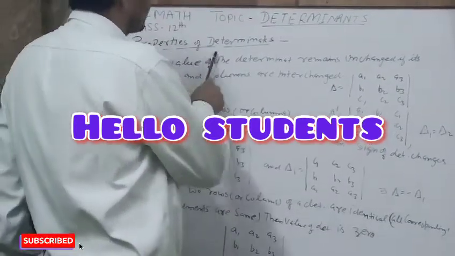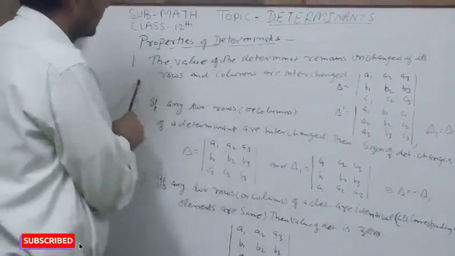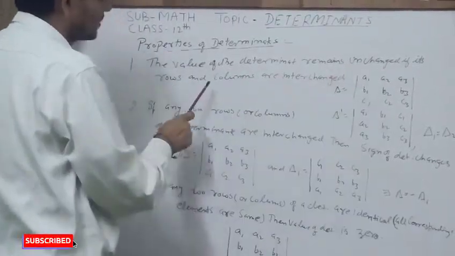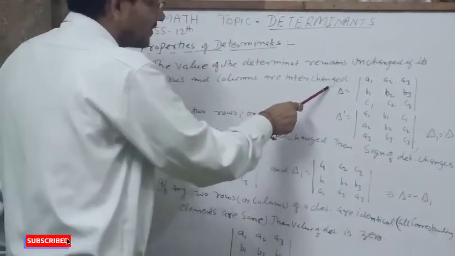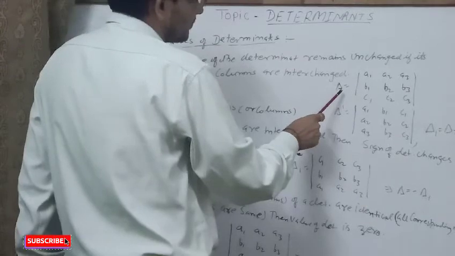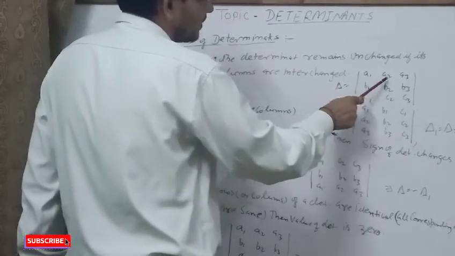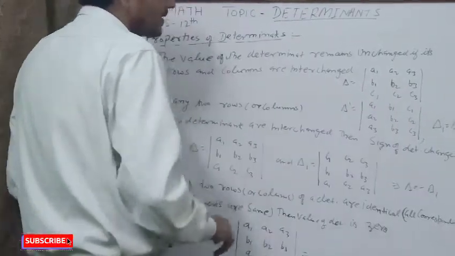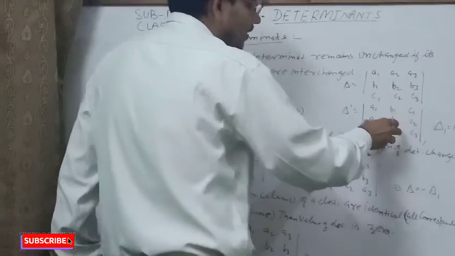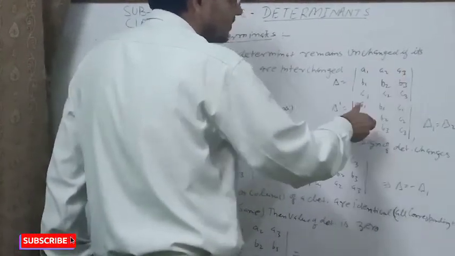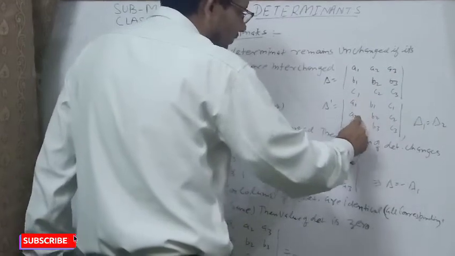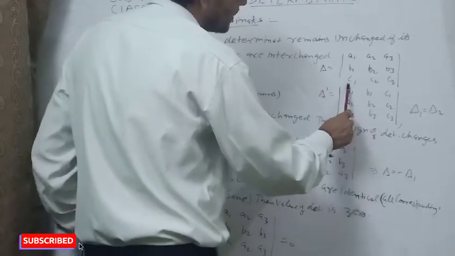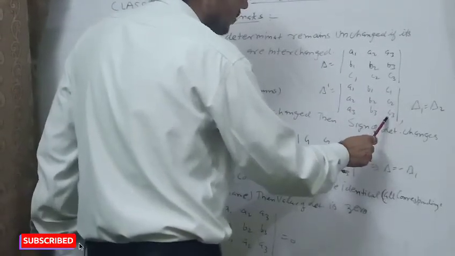Today's topic is properties of determinants. First property: the value of the determinant remains unchanged if its rows and columns are interchanged. If our determinant is A1, A2, A3, B1, B2, B3, C1, C2, C3, we have to change rows into columns. That is the transpose of this determinant. R1 converts into C1, R2 converts into C2, and R3 converts into C3.